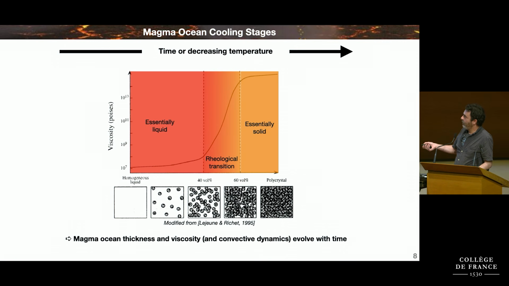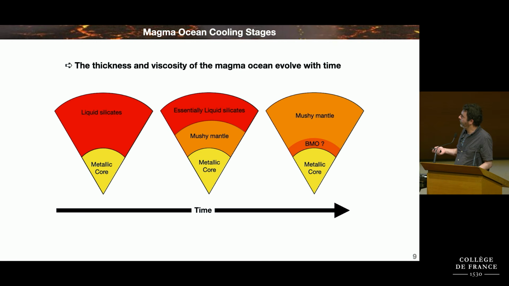And this means that as the crystallinity increases, you also change the viscosity, which starts to increase slowly, but suddenly there's a rheological transition, and you are going towards a behavior that is more dominated by that of the solid more than that of the liquid. And so this means that the magma ocean undergoes different stages, which are summarized in a very crude way here.